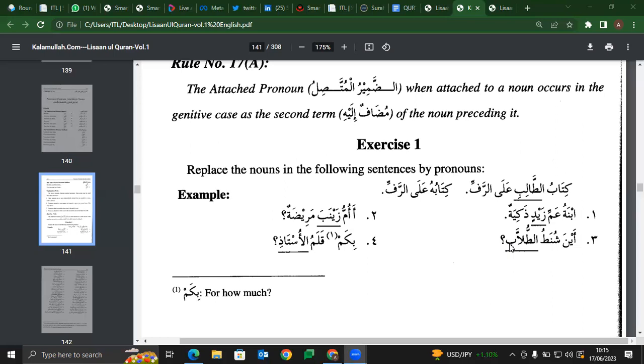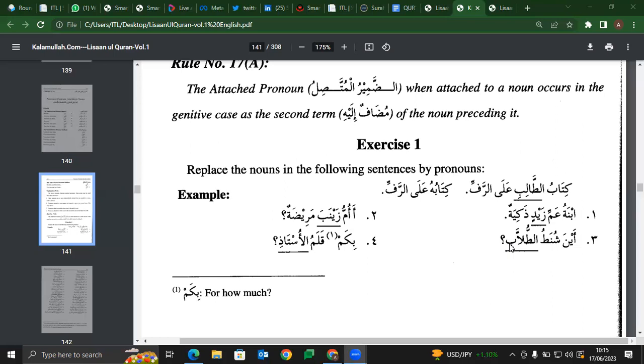Okay. So now you're told this word Zaidin is supposed to disappear and a dameer is supposed to take its place, a dameer muttasil, an attached pronoun, right? So now your problem is how do you identify that? What is it going to be, right?